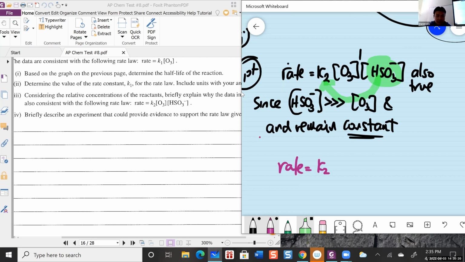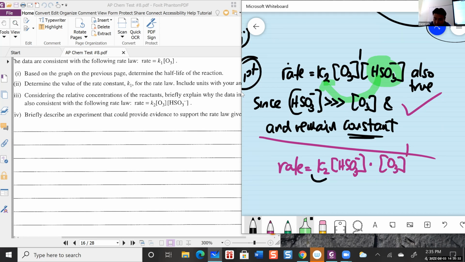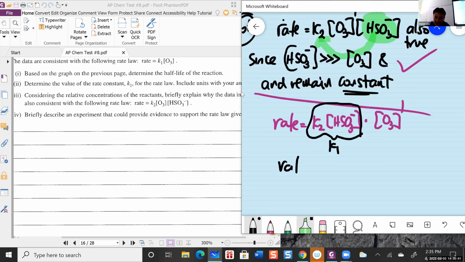Again, that's all you need for the point. I'm just explaining a little bit more in detail. So you can move these two together right here, and this is times O3 to the first power. And this whole thing here, guys, is K1. Okay, this is just another constant. So your rate law is equivalent, K1 times O3 to the first power, because K2 times this concentration, which is essentially not changing because it's so large, is essentially K1. So this is also true.